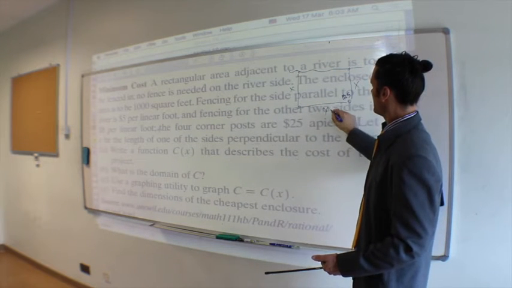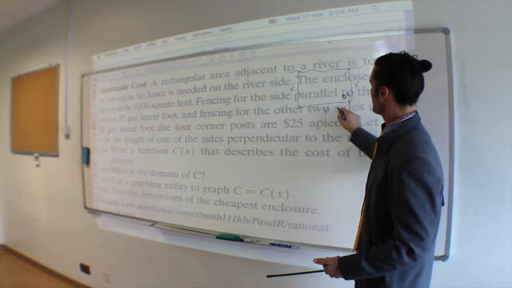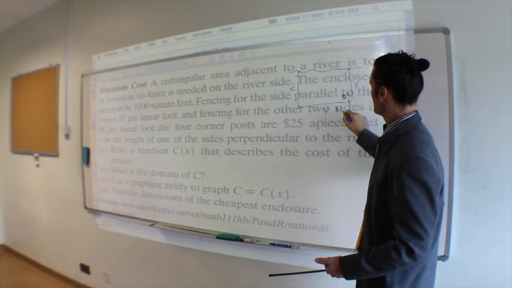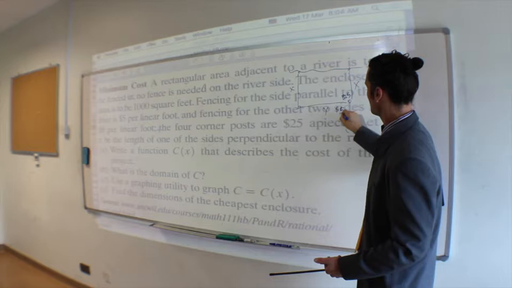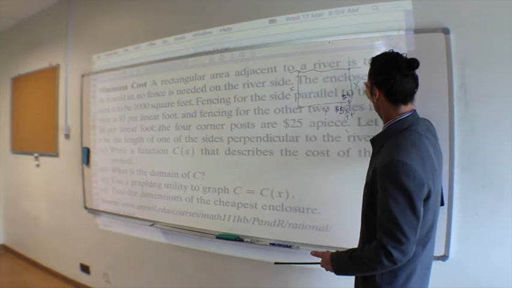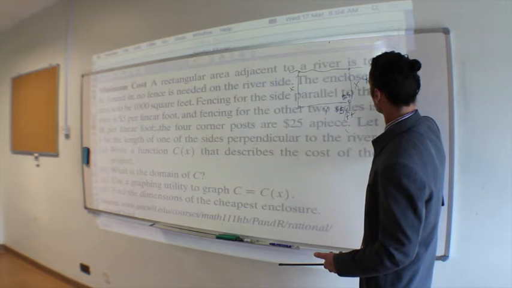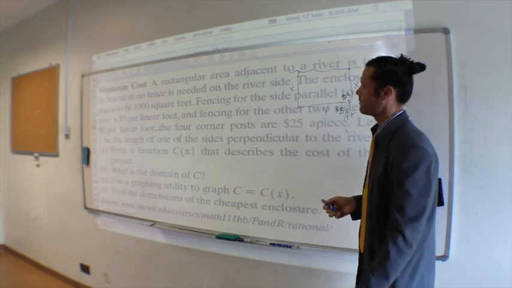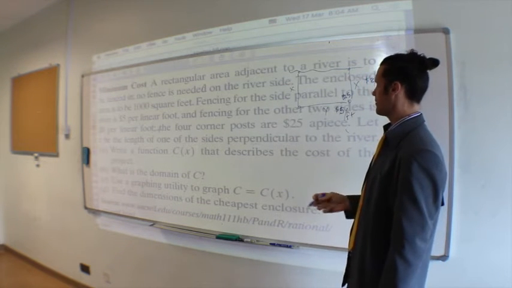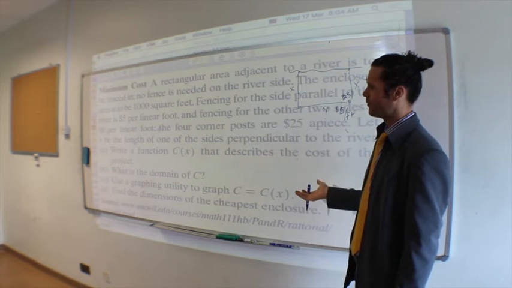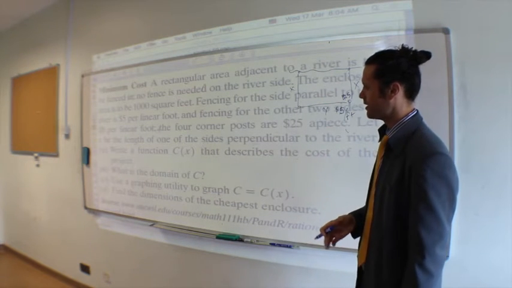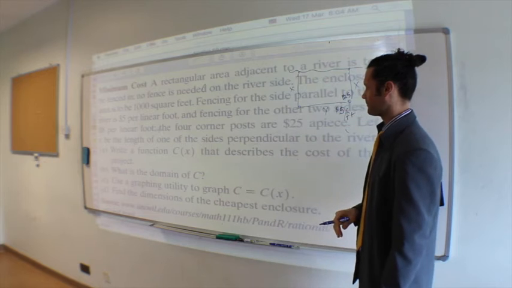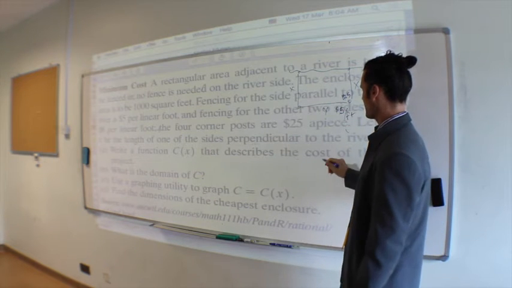And it says our corner posts are $25 each, and then our side running parallel to the river is $5 per linear foot. And over here we've got $8 per linear foot. And so we want to find out the minimum cost. We want to write the function that best describes the cost, find the domain, and use the graphical utility, find the minimum cost, and then the dimensions, of course.